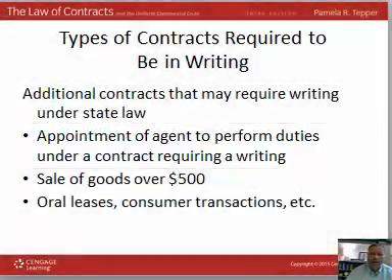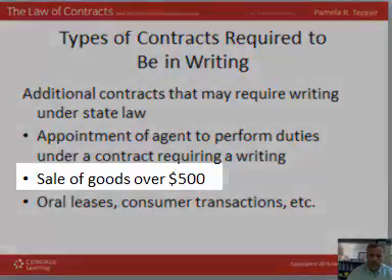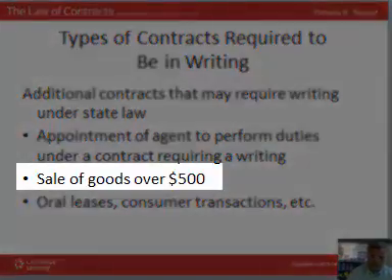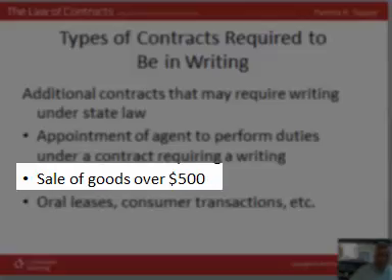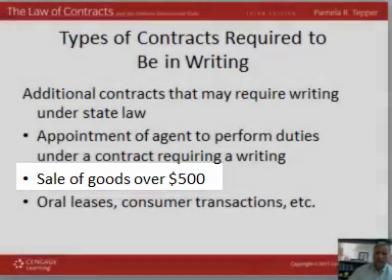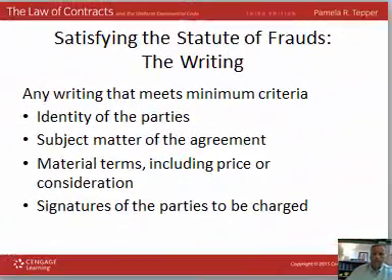And this next one actually comes from the Uniform Commercial Code and is sort of a crossover between common law and the UCC. The UCC requires that any sale of goods over and above $500 must be in writing to comply with the Statute of Frauds.